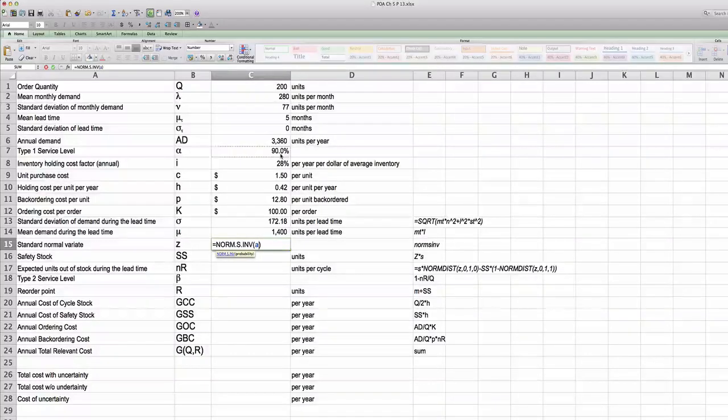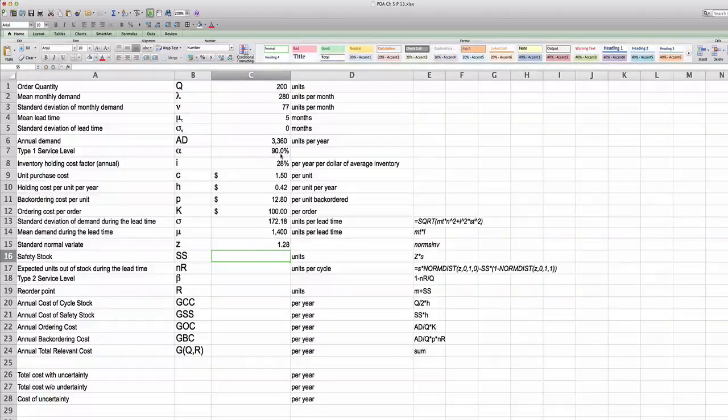Remember that for Mac users it is norm.s.inv, and for PC users it is norm.s.inv. I am assuming that the demand during lead time is normally distributed. If that is true, then I can convert the probability of being in stock into an associated number of standard deviations to go above the mean, so as to cover the desired area of alpha under the normal distribution. With that being done, I can now calculate my safety stock requirement as z times sigma. Right now, I'd be looking at 220.65 units of safety stock requirement.